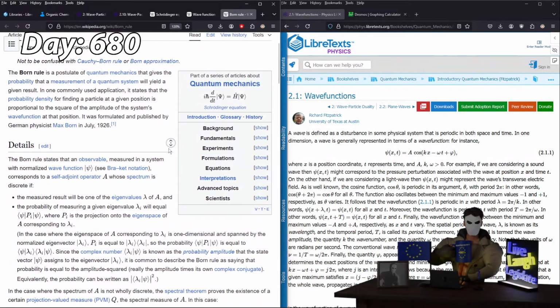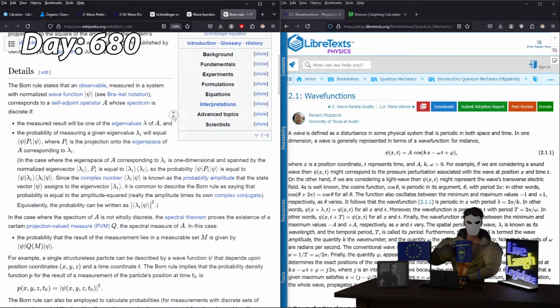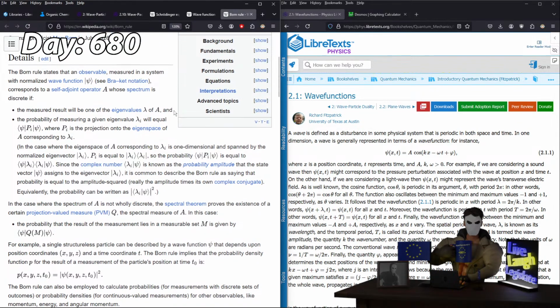One common result is the probability density of finding a particle at any given position is proportional to the square of the amplitude of the system's wave function at that position. Oh, I see. Well, that feels important, doesn't it?